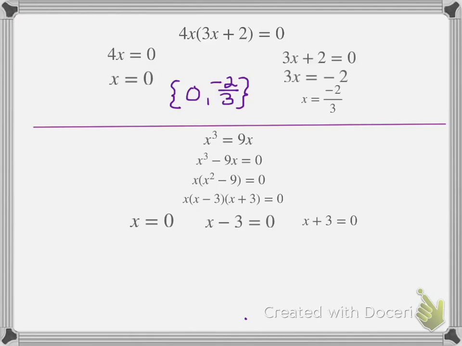X equals 0. That's very simple. X minus 3 equals 0. What does x have to be, folks? 3. And of course, x plus 3 equals 0. X could be negative 3. So in this example, we have 3 answers. And there they are, all placed in their brackets, because that is our final solution set.